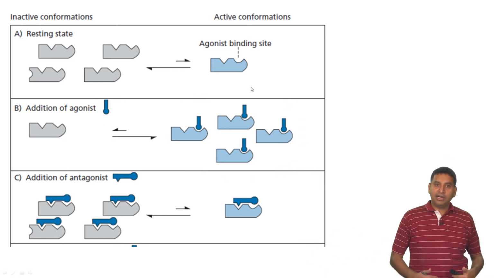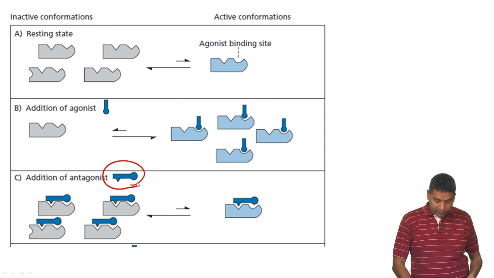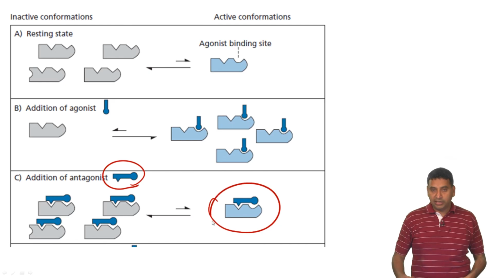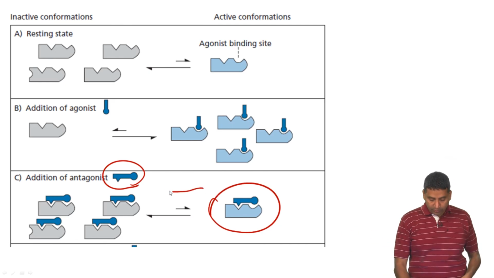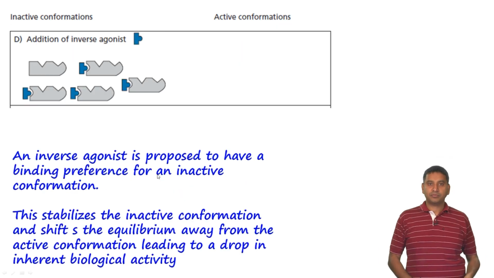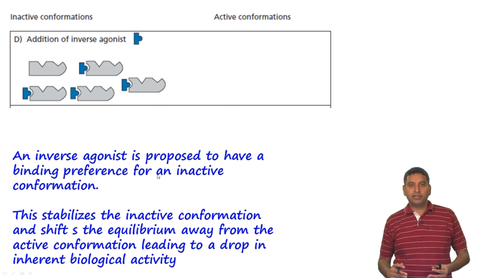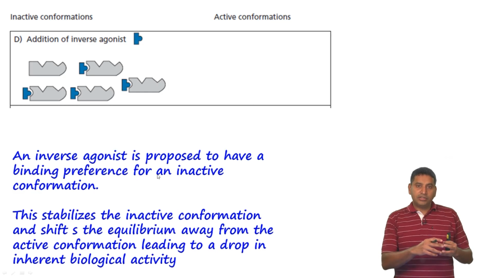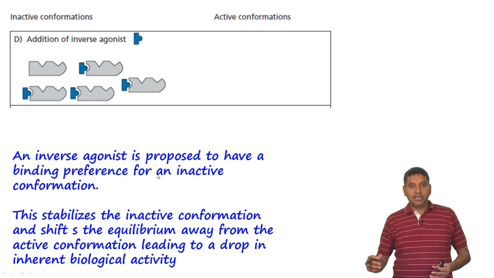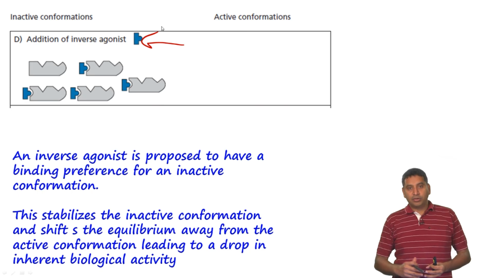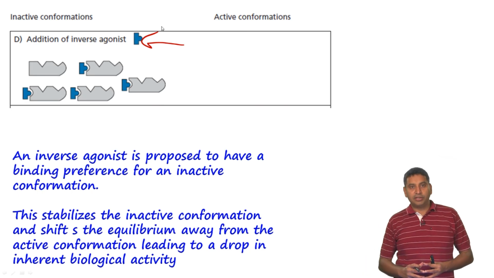Once the active conformation is in a larger concentration, it results in enhanced signal transmission. Similarly, when you add an antagonist, it binds to both the active as well as the inactive conformation, and once it binds to the active conformation, it pushes the equilibrium in the direction of the inactive conformation, and therefore, the signal goes down. An inverse agonist is proposed to have a binding preference for the inactive conformation, and once it stabilizes the inactive conformation, it shifts the equilibrium away from the active conformation. And so, there is a drop in the biological activity.